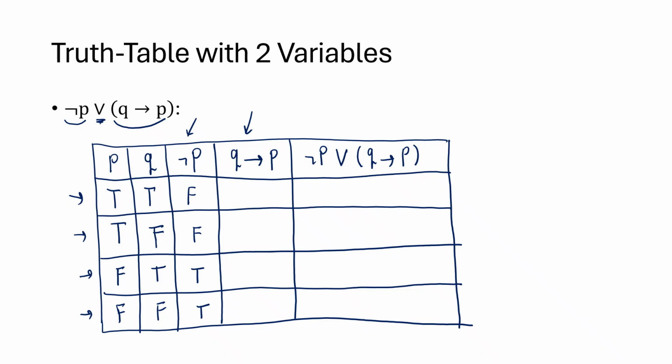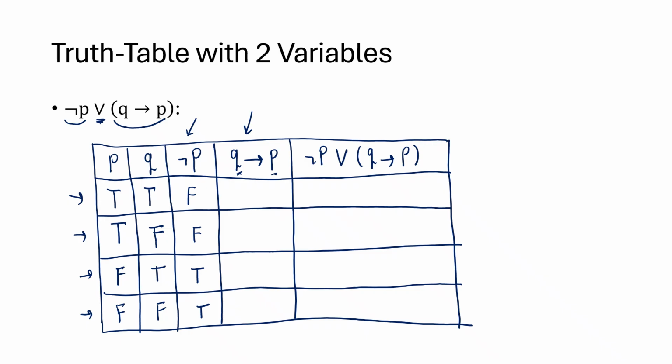Next column is implication. Again, you need to remember the rule for implication from previous videos. And the rule is an implication is always true except for the case where the premise, which is Q in this case, is true and the conclusion, which is P, is false. So let's go through the rows one by one and evaluate the truth value of our implication.